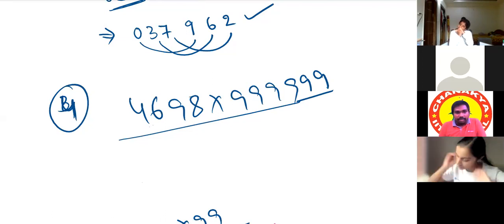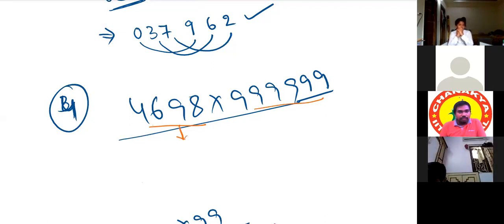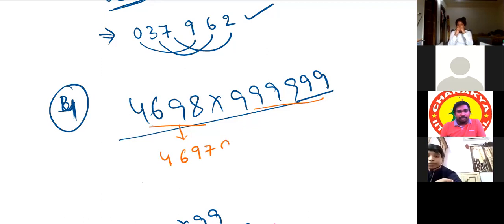Here the number of digits is 4. Number of nines is 6. So here, without putting zeros, one number less than 4,698 is how much? Sir, 4,697. How many nines are extra here? Sir, 2. Those 2 nines you can place here.